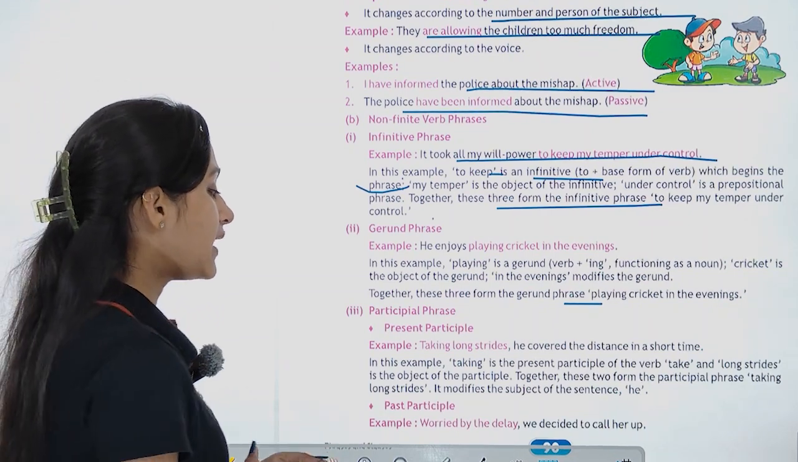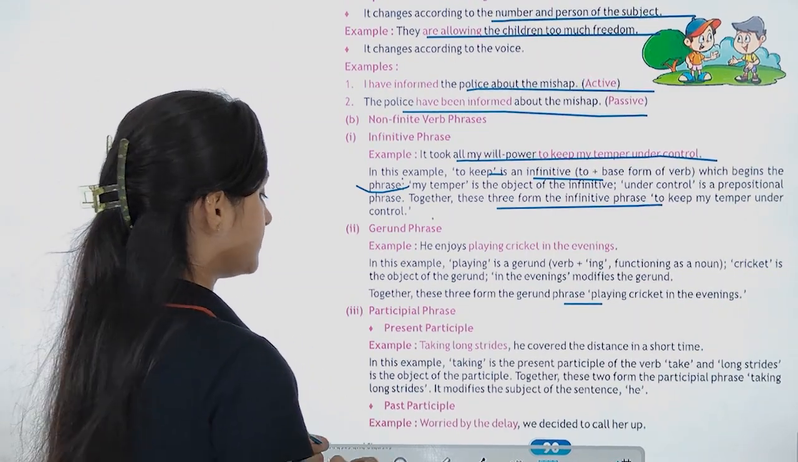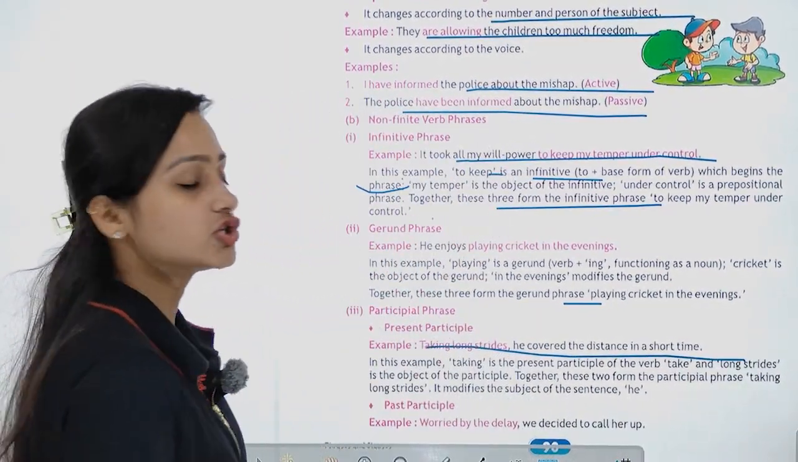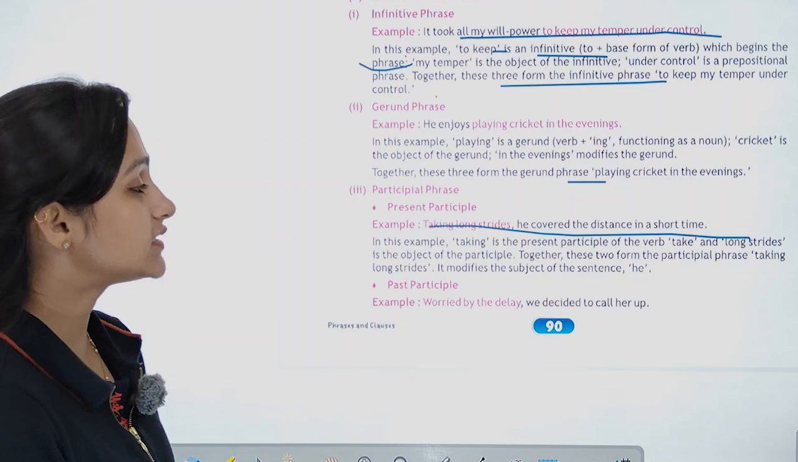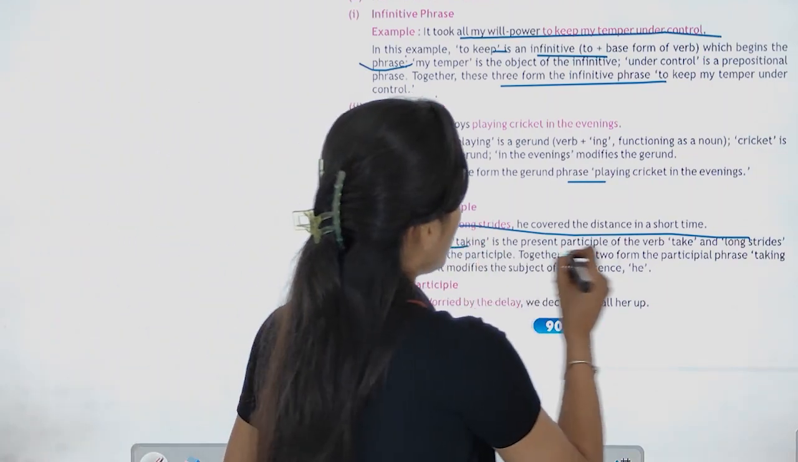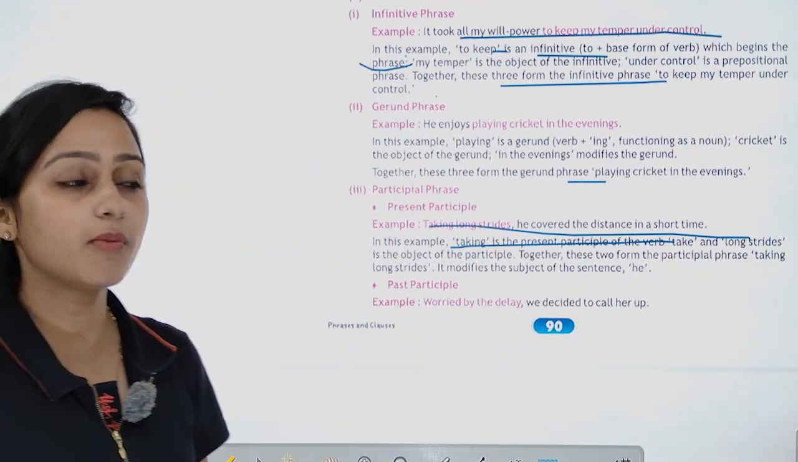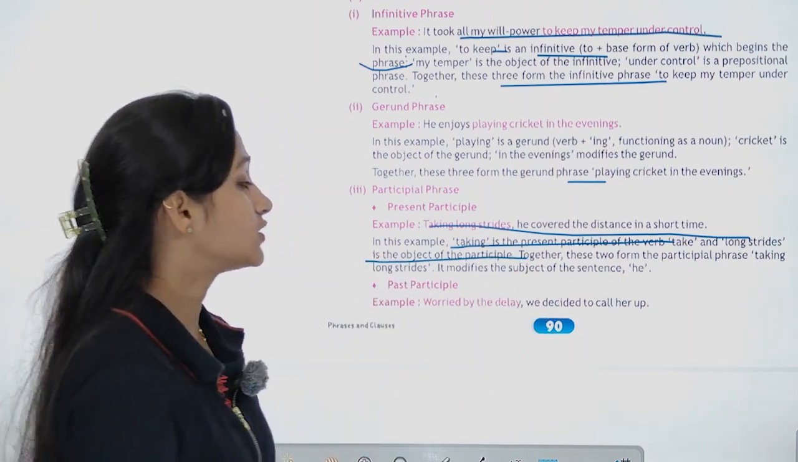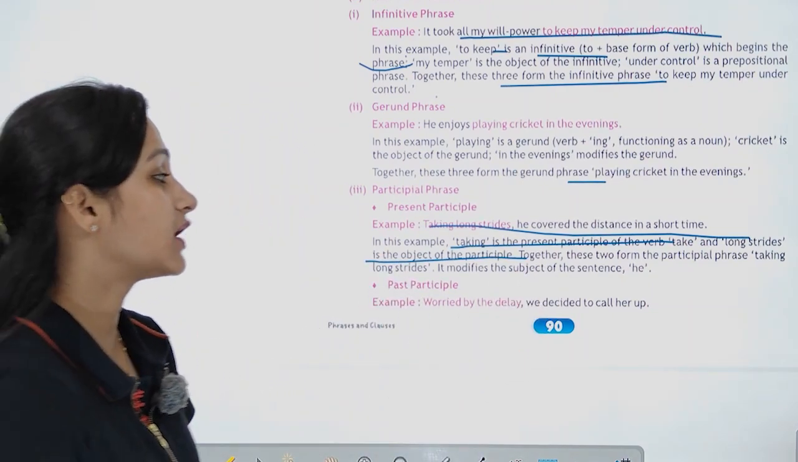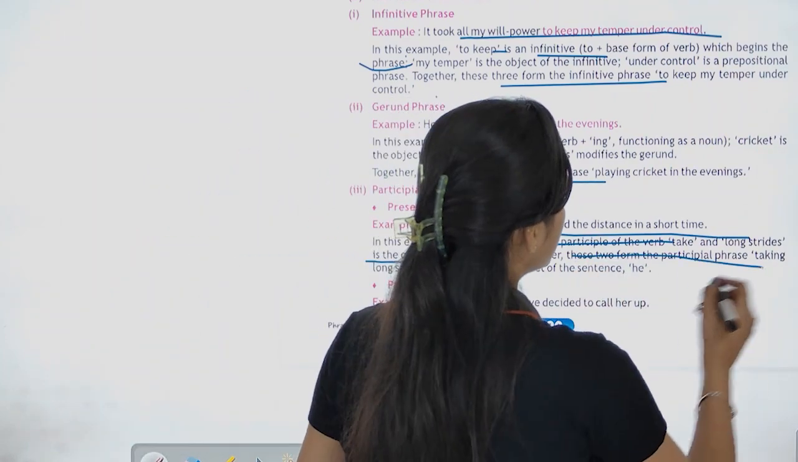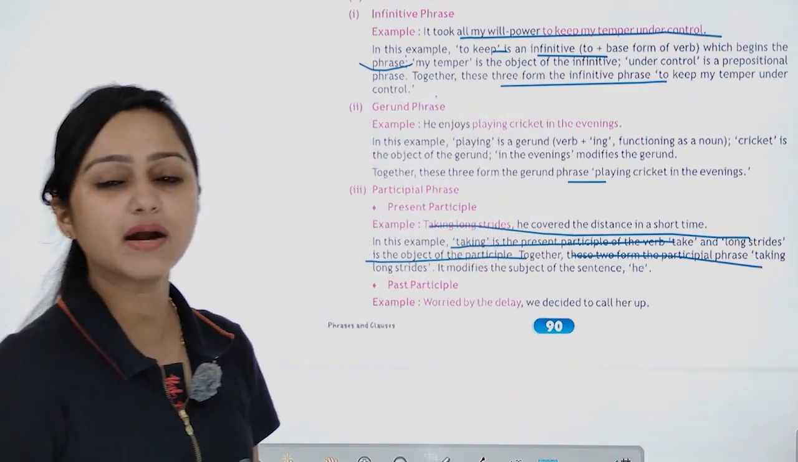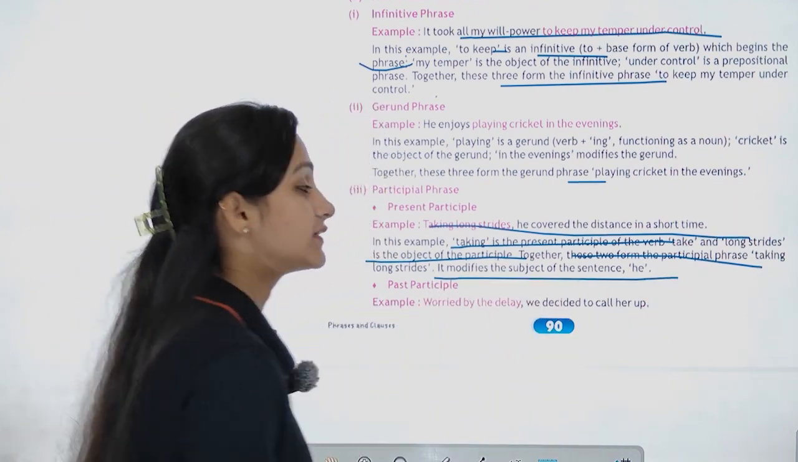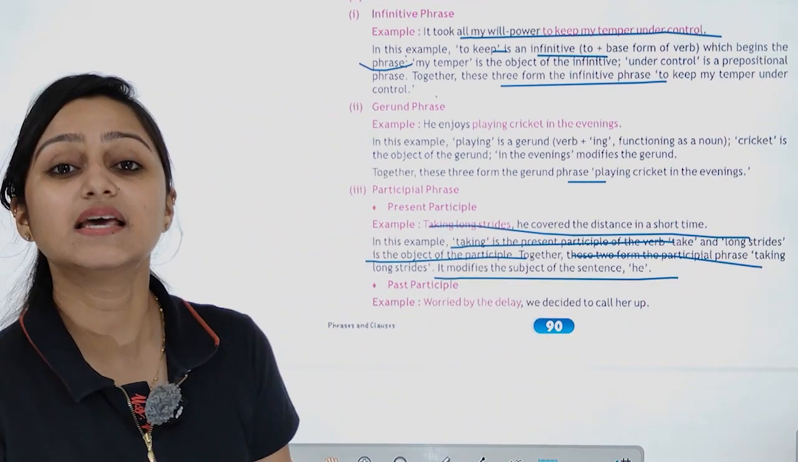Now participle phrase क्या होता है, present participle. Taking long strides he covered the distance in a short time. In this example taking is the present participle form of the verb. Taking क्या, present participle form है verb की. Take and long strides is the object of the participle. Take और long strides क्या, object है participle का. Together these two form the participle phrase. दो एक साथ मिलकर क्या बना रहे हैं? Participle phrase बना रहे हैं. Taking long strides, it modifies the subject of the sentence. Modify कर रहा subject of the sentence he.